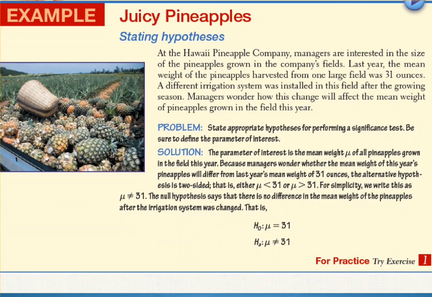So the parameter of interest is the mean weight. I don't want to just read the solution, but the parameter of interest, it was 31 ounces. So when we're looking at that, mu is the parameter of interest. They go ahead and state it all. You would want to write something along those lines in your actual answer. A brief summary: the mean weight mu is the parameter of interest.